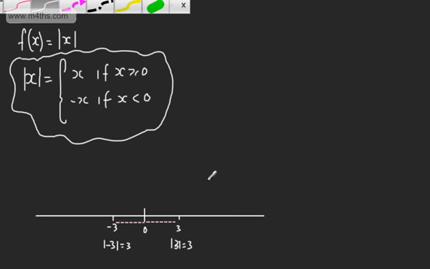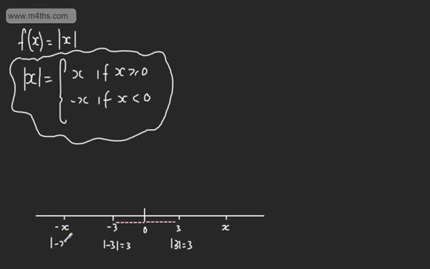So in general, if we have the point x just here, a positive value of x, and then we have negative x, we can say the modulus of negative x is going to be equal to x, and then the modulus of x will also be equal to x.